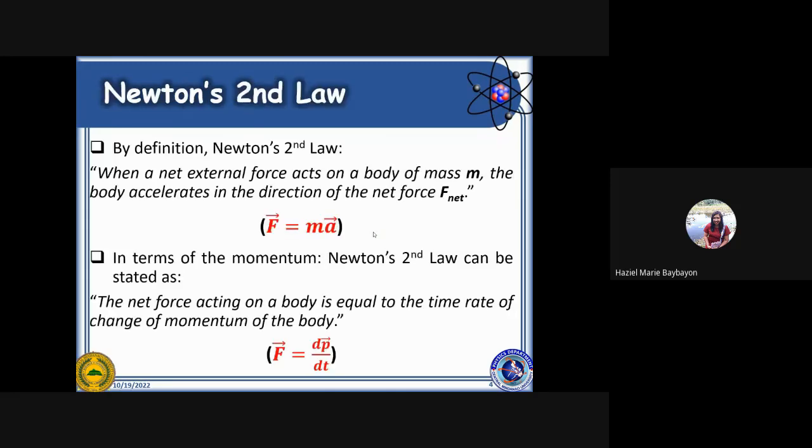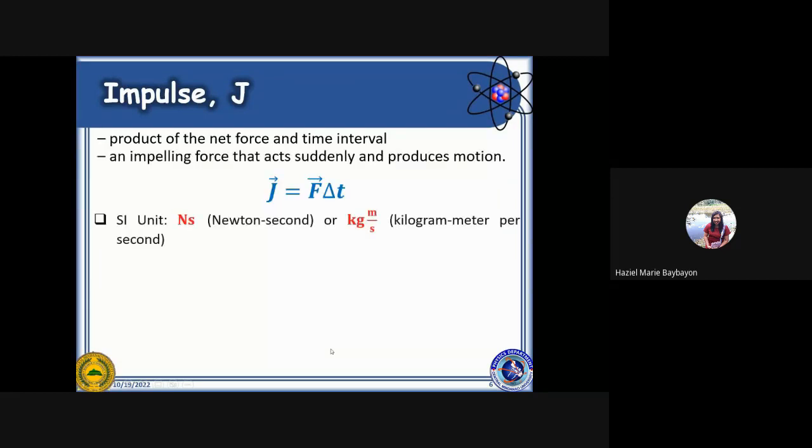So here we can see that when you multiply both sides with delta t, or the time interval dt, this is the impulse, J, and then the dt cancels out, so we have the change in momentum. dp is the change in momentum. So J is also defined as the change in momentum. So when we say change in momentum, that means we have to account for the final momentum and the initial momentum. So P final minus P initial, that is equivalent to the impulse.